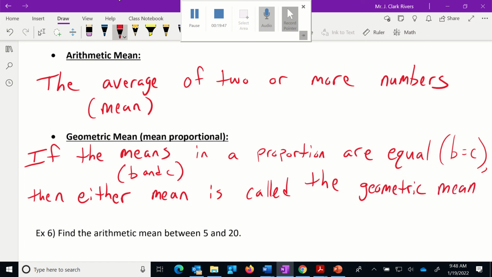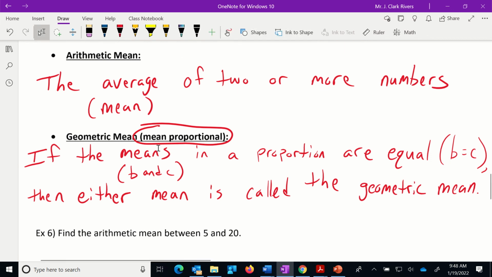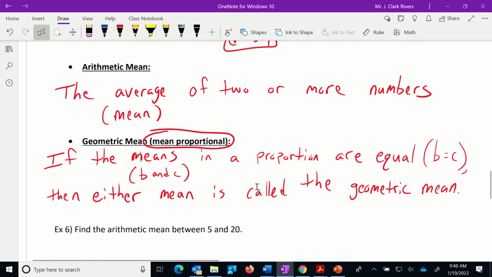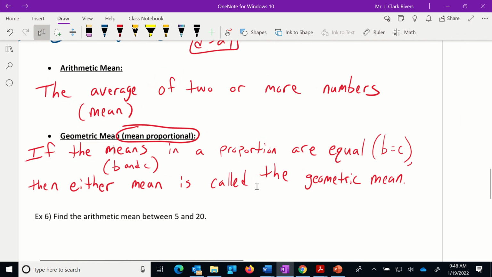Sometimes called the mean between the extremes, but also called the mean proportional. All right, so mean proportional and geometric mean, they are synonyms for each other, so just do your best to memorize that. Geometric mean, mean proportional, they mean exactly the same thing. And I've got an example for you to show you what this looks like.